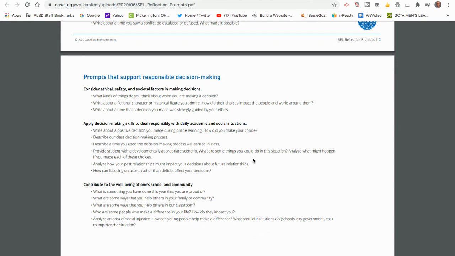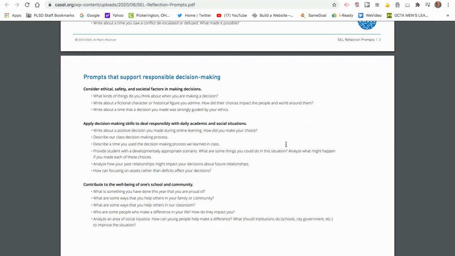Again, they can be written in a Google Doc. They could be filmed if a student is not a strong writer or prefers to verbalize it. They could do it in a Flipgrid video. But this gives students an outlet to let you know about how they feel. And these feelings then are going to form connections.